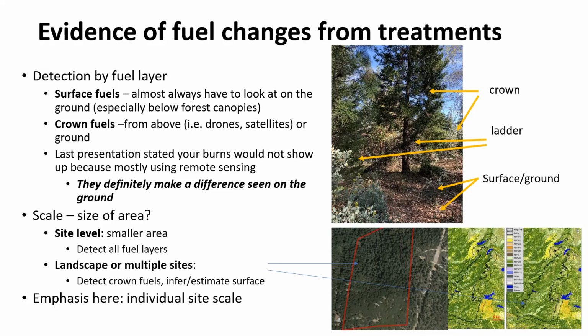So, regarding the scale or size of the area, the smaller the area, when you're down on the ground, you can detect all the fuel layers. But at the landscape or multiple sites, there you're pretty much measuring the crowns, and then you're inferring, estimating, or modeling the surface fuel. So tonight, we're emphasizing the individual or site scale, because that's what we do. Okay, next slide, please.